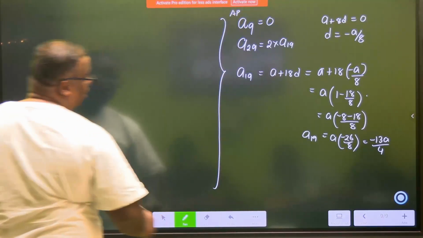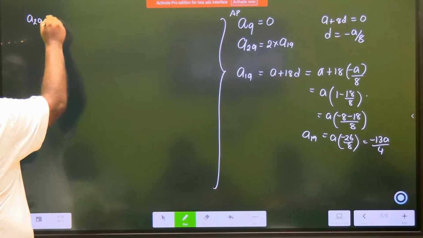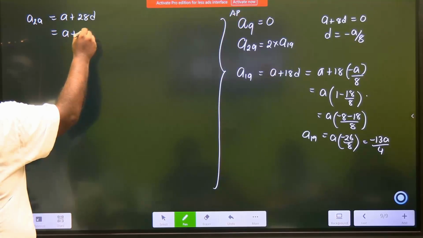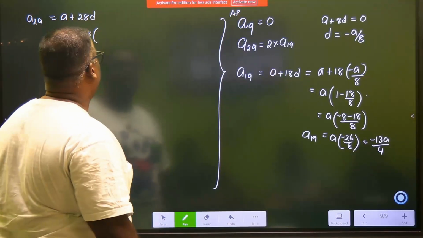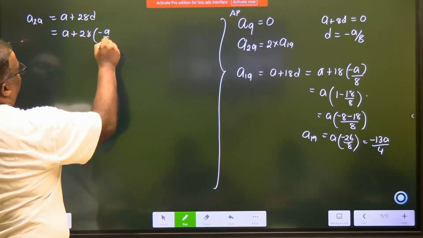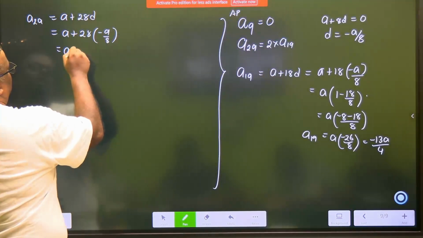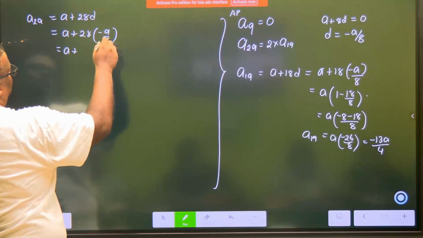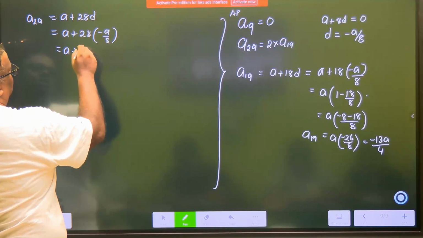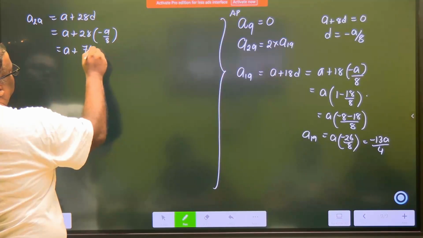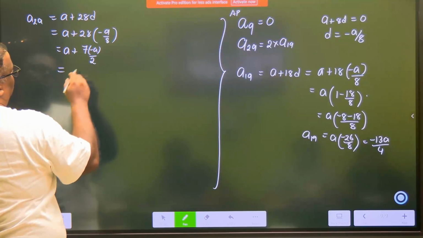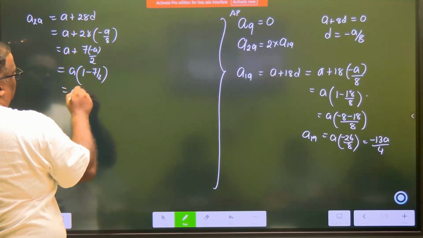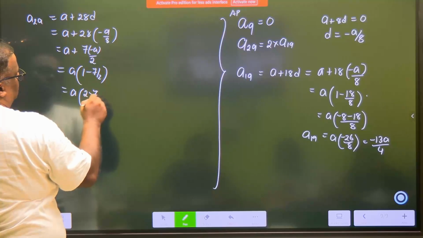Let's do A29. A29 should be equal to A plus 28D, which is A plus 28 multiplied by D. D is negative A by 8. So A plus 2 4s are 8, 2 14, then 2 7, and then 2 2. So this is 7 into minus A by 2, which should be equal to A common, 1 minus 7 by 2, which is A, 2 minus 7 by 2.